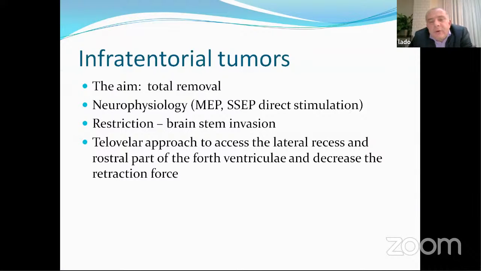In infratentorial tumors, in most cases, the aim is total removal. We often use intraoperative neurophysiological monitoring. The restriction of radicality depends on the anatomical correlations between the tumor and the brainstem structures. We use the telovelar approach if the tumor is spreading into a lateral recess.